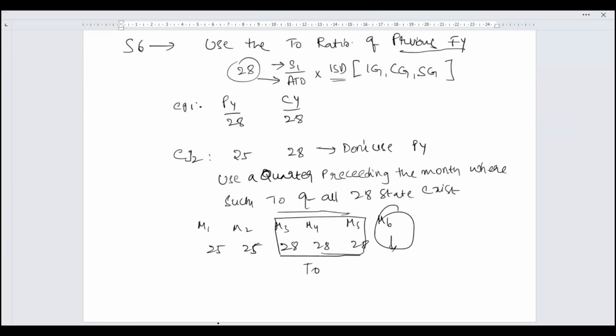Month 3, month 4, month 5, what I will do? I'll use this 25 states. Whatever 25 states turnover is there, I use it for month 3, month 4, month 5. This is what they ask us to use for the purpose of transferring the credit.